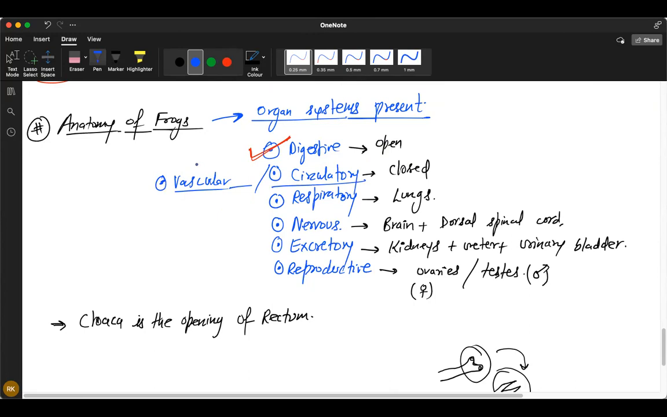As you know, it is closed type, it is well developed, and along with it they also have a lymphatic system like humans. Write down, they have lymphatic and vascular system both. And just like humans, their vascular system contains three things: heart, which is a pumping organ, blood vessels in which the blood flows, and the blood itself, which is a liquid connective tissue.